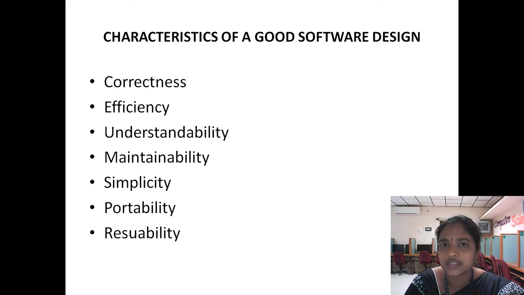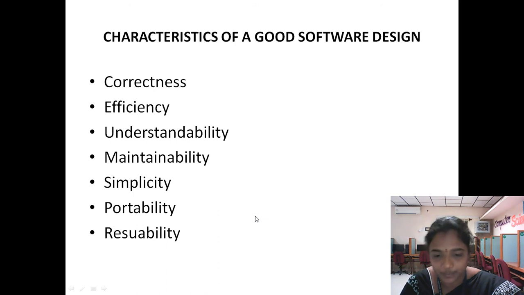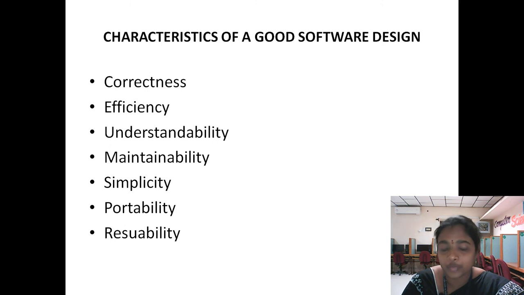If we did not design correctly, meaning if we missed some of the requirements of the client, then the outcome will not be that accurate. The next characteristic is efficiency. The efficiency of a design is concerned with performance related issues. For example, optimal utilization of resources. The design should consume less memory and processor time, and we should develop a good design.